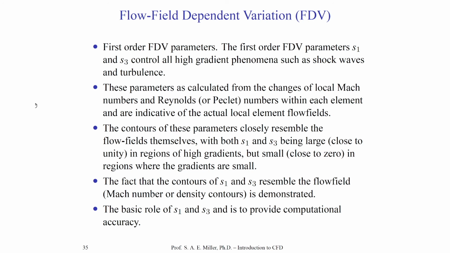Let's take away some physical points of the FDV method. The first order FDV parameters, S1 and S3, will control all the high gradient flow phenomena such as shocks and turbulence. And so where we have high gradients of shock waves or very intense turbulence, S1 and S3 will dominate. These parameters will be calculated through changes of local Mach numbers and Reynolds numbers within each element of the flow field. They could be viewed as actual local elements of the flow. The contours of S1 and S3 will resemble the actual flow field features themselves.